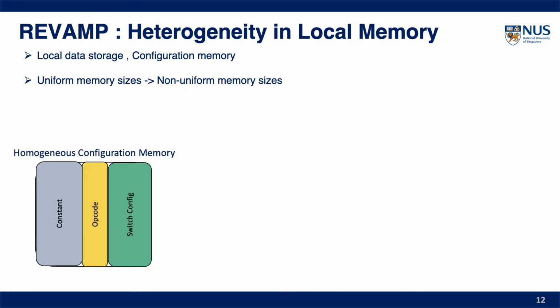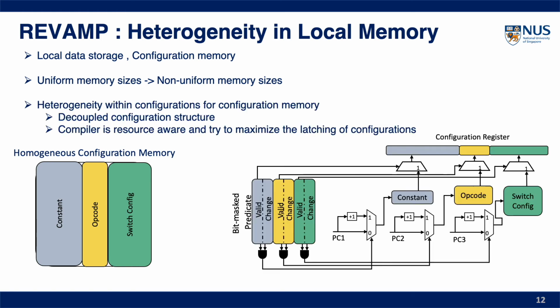A single configuration word mainly contains constants, opcode, and router configs, but they have different variabilities. A lot of invalid or null entries are added in a homogeneous structure to combine different configurations to form a single configuration word. We optimize this with a decoupled configuration structure, introducing heterogeneity within. The figure shows such a configuration structure where each type, constants, opcode, and switching configs, will have separate storage.